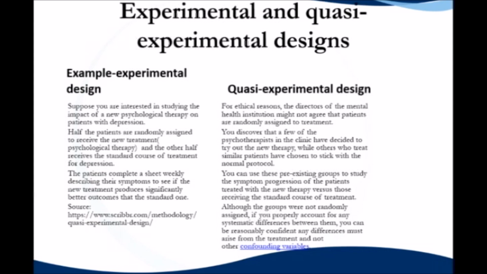And then what you can do is let the patients complete a sheet weekly where you measure the symptoms of stress or depression, rather. So you assign them randomly to the two treatments. The one group receives the standard, the other receives the new treatment. But if you do the study as a quasi-experiment, it can be argued maybe that the owners of that facility do not agree that you randomize the patients to the treatment. So what can you do in that case?